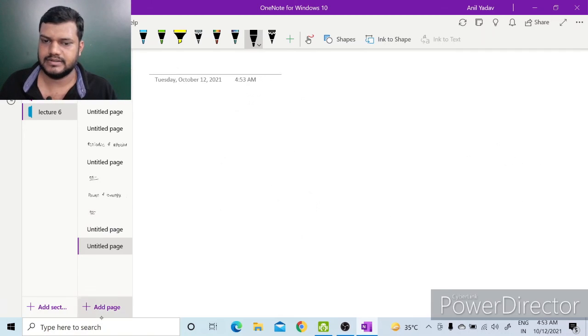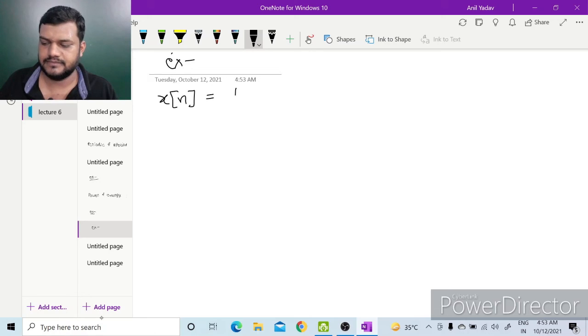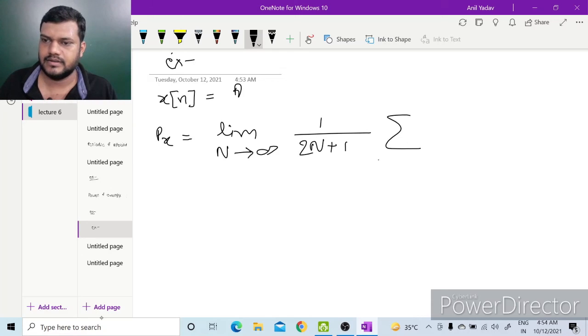Okay, let us take one example of a power signal. Let us say x of n is any constant signal A. So its power became the limit n tending to infinity of 1 upon 2N plus 1, summation from minus N to N of mod x[n] whole square. So when we calculate, it became A square.